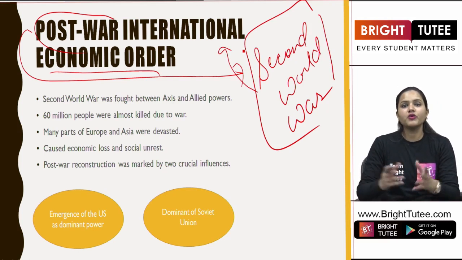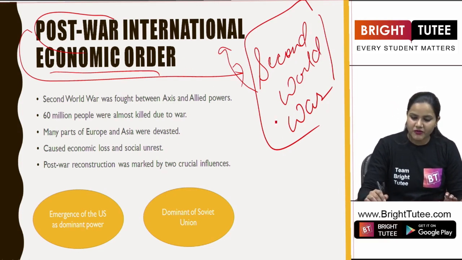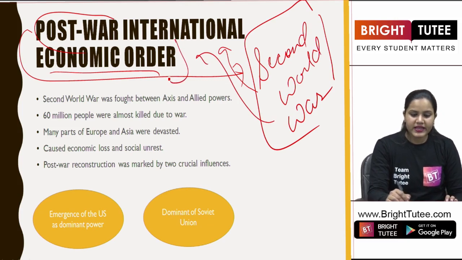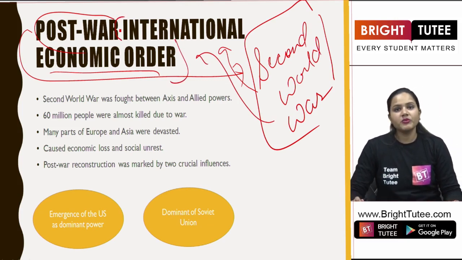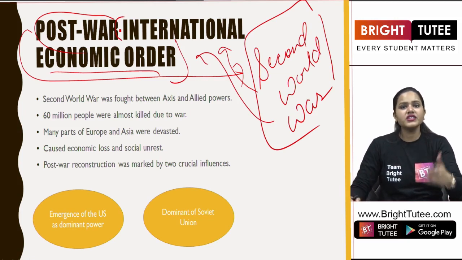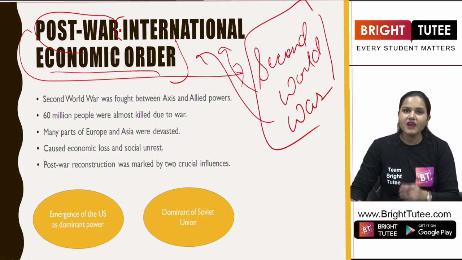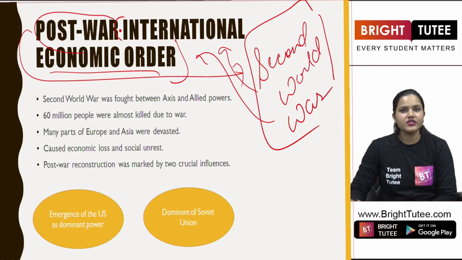So here, what are we going to understand? We are going to talk about the recovery that took place in the international economic order. How the order was set after the Second World War. What were the changes that took place? What were the new rules that were introduced or the institutions that came up after the Second World War? We are going to understand this in this topic.